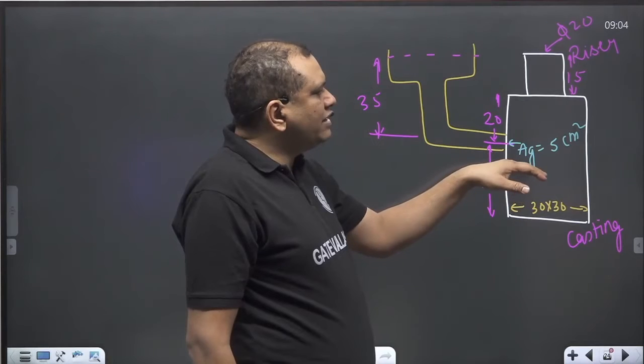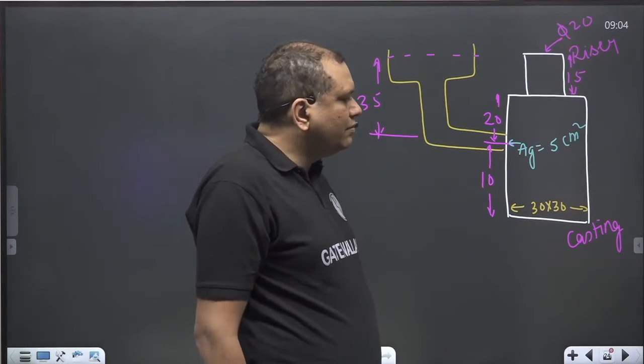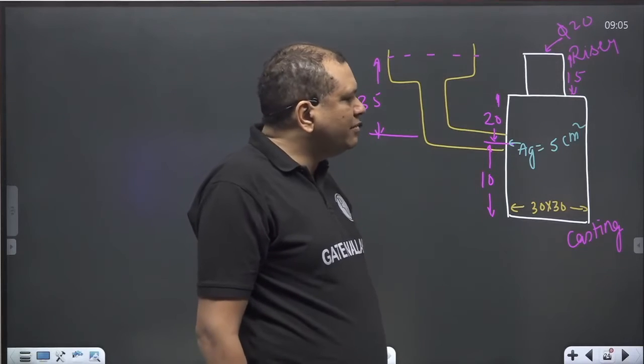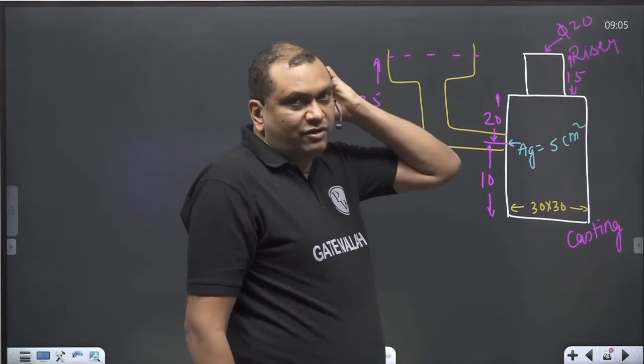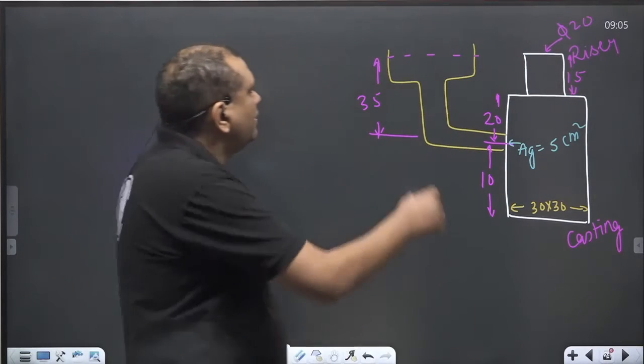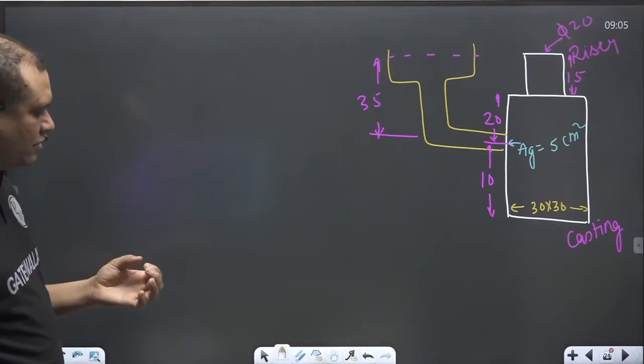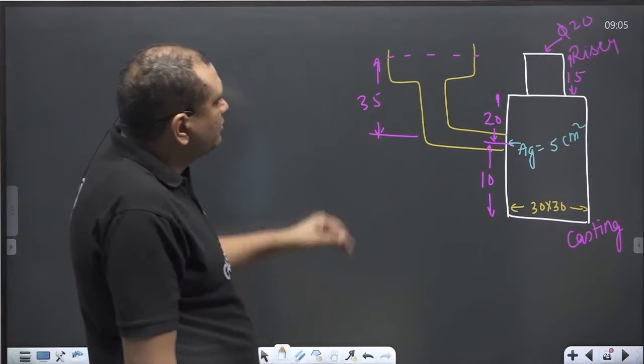And over the mold cavity, there is a riser. Riser is a 15 centimeter height, and the diameter of riser is 20 millimeter. And this is the manometry. Okay? 35 millimeter.